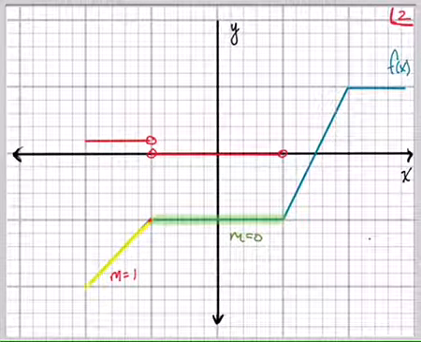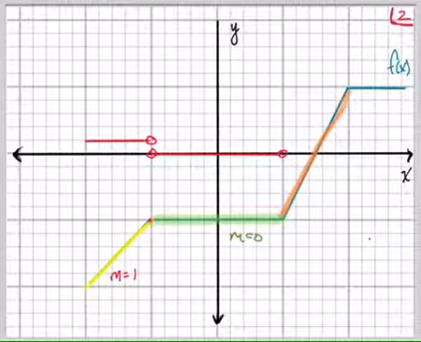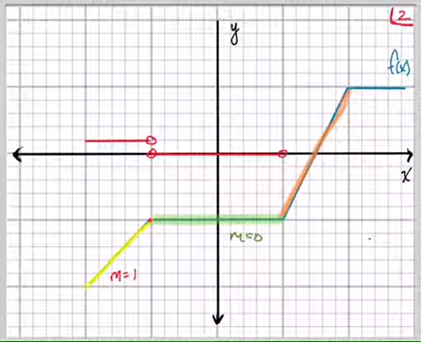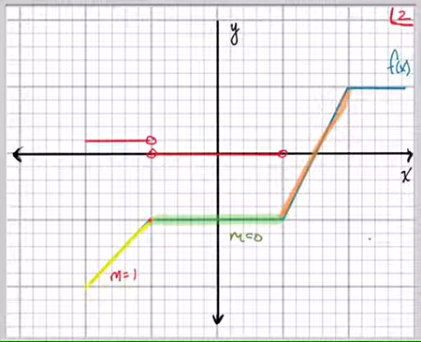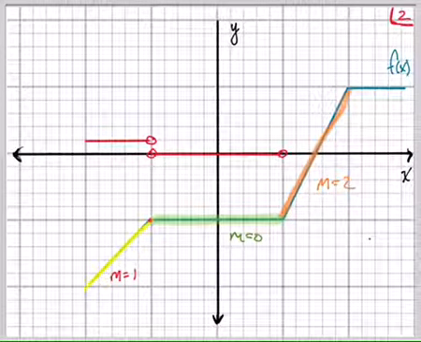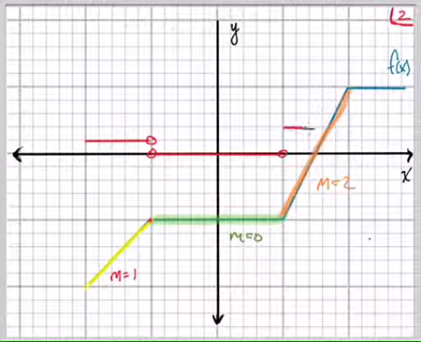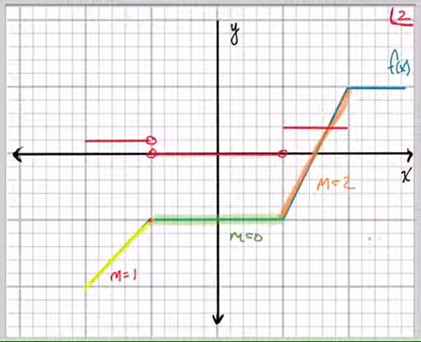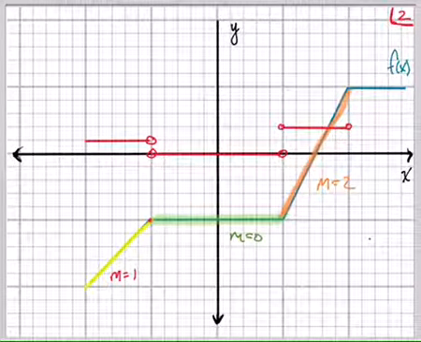And then how about this third piece of this piecewise function? What's the slope of that piece right there? Looks like it's up 2 over 1, so the slope is 2. So m equals 2 for that orange part. So for all of those points, from there to there, there's my graph. And again, don't forget the circles. Open circles at the endpoints.